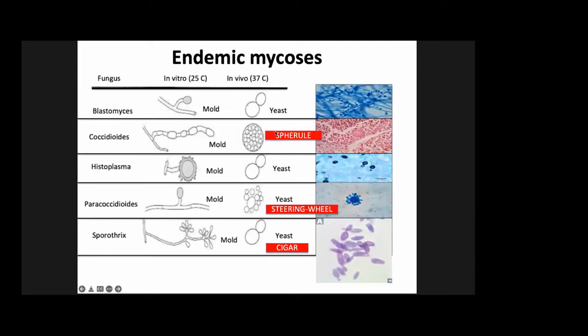If you need to remember 3 pictures, I would say this for cocci, the spherule. If you see a spherule in a test, this is cocci automatically. The second most common one that you will see in the boards is the steering wheel for paracocci. And your question will say something like, oh, patient coming from Brazil, from Venezuela, or from Colombia, coming with mucosal lesions and pulmonary lesions. And the other one that you should know about is sporotrichosis, which can present with a cigar-shaped yeast form.